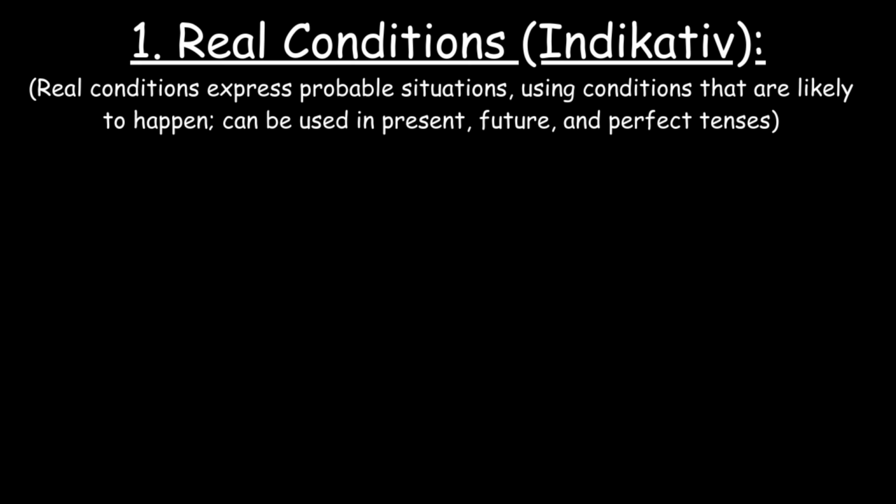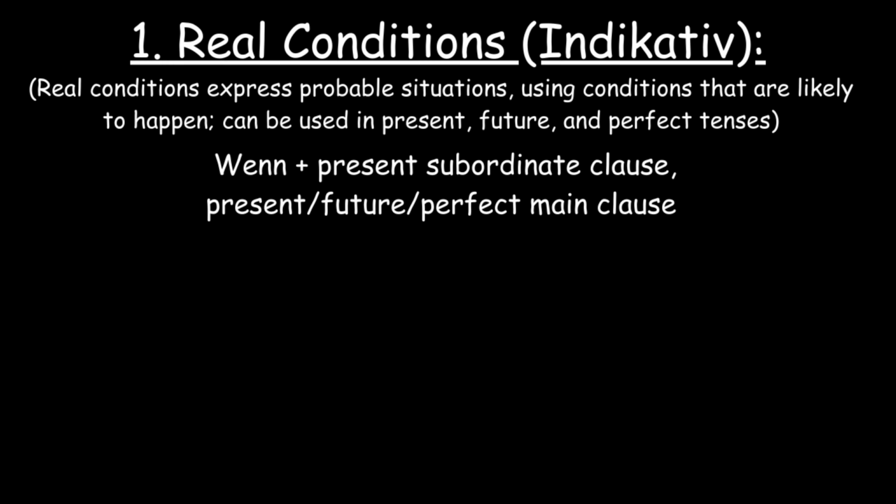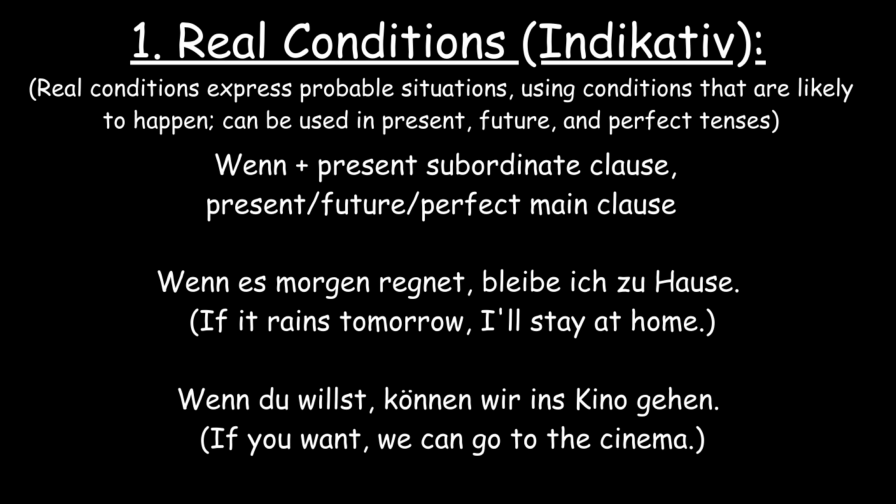A real condition, the indicative, will express probable situations using conditions that are likely to happen. This conditional can be used in the present, future, and perfect tenses, meaning that the pattern for it will begin with wenn, continue with a subordinate clause in the present tense, and finish with a main clause in a present, future, or perfect tense. For instance, we can say, wenn es morgen regnet, bleibe ich zu Hause.